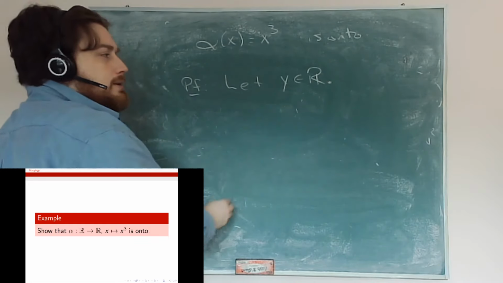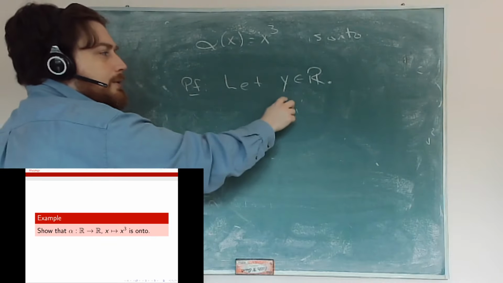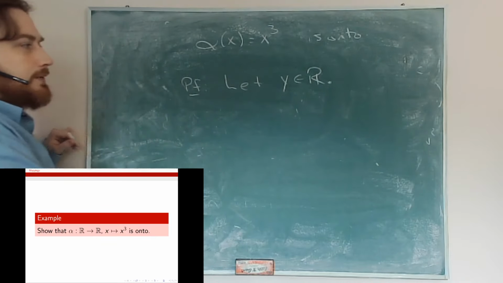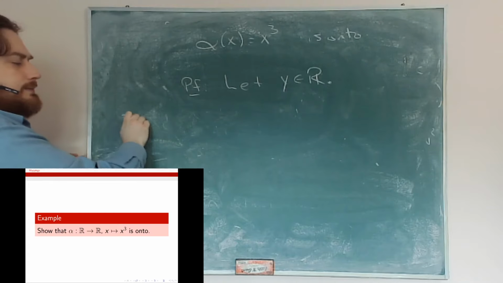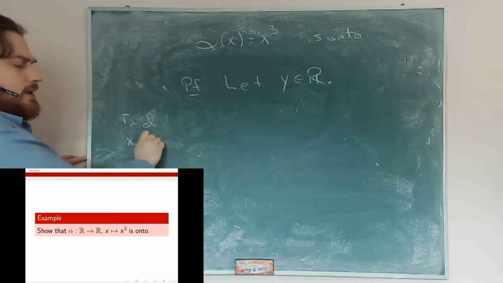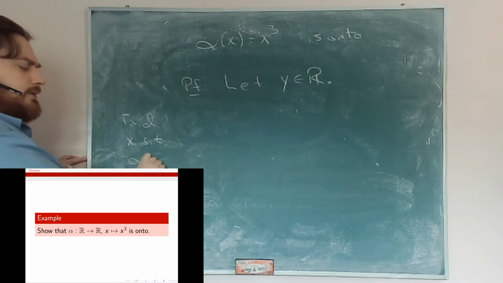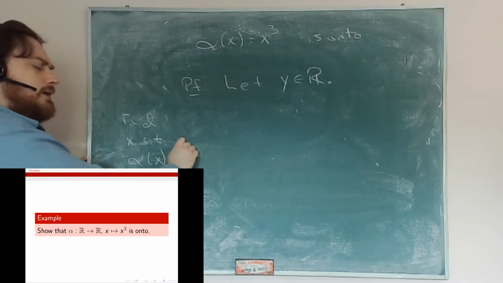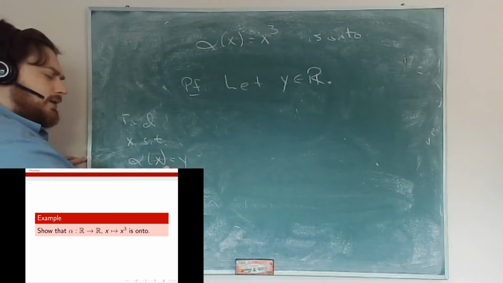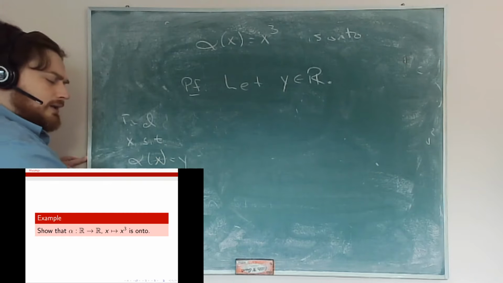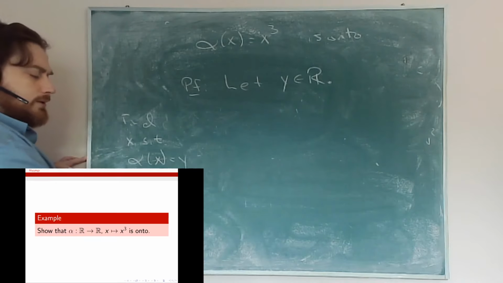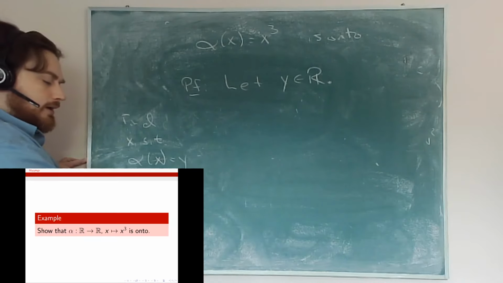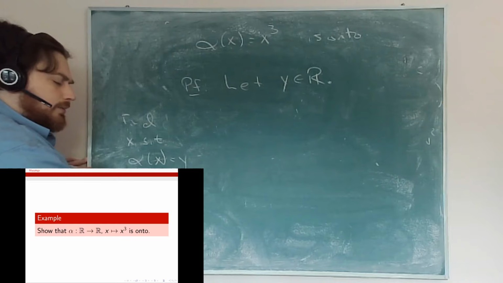Now I have to find something that gets mapped to it. So what I would do off to the side is say, well, I want to find an x such that alpha of x is equal to y. That is, x cubed is equal to y. And so if I want x cubed to be equal to y, what I'm just going to do is solve for x in terms of y. So x is going to be the cube root of y.